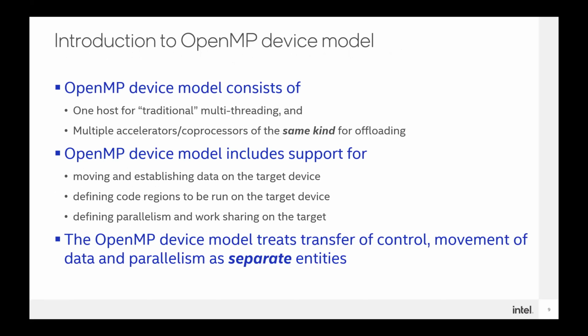So let's briefly introduce the OpenMP device model. OpenMP is host-centric. There is, and there will always be, a host for traditional multi-threading. And there are multiple accelerators. There can be multiple or just one accelerator coprocessor of the same kind for offloading. The device model includes support for moving and allocating data on the target device, defining hot regions that will run on the target device, and also provides tools for defining parallelism and work sharing on the target. It's important to highlight that this device model treats the transfer of control from host to device, the movement of data, and parallelism as separate entities.